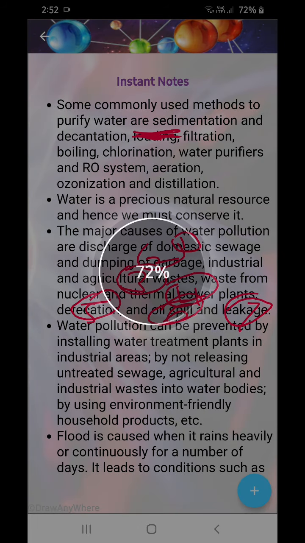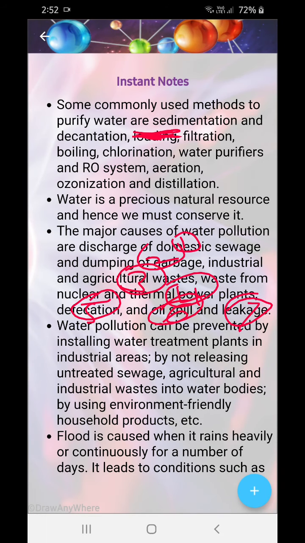Now water pollution can be prevented by installing water treatment plants in industrial areas, by not releasing untreated sewage, agricultural and industrial waste into water bodies, and by using eco-friendly household products. Okay, eco-friendly household products will help to some extent. Not throwing all this into water bodies, not releasing untreated sewage. If you treat this waste, then nothing will happen. Okay, but many of them don't set up treatment plants in industries. Water treatment plants should be installed in industrial areas, okay?